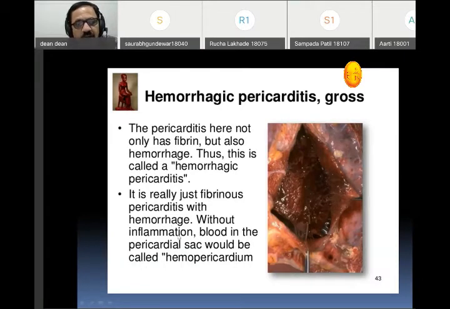Without inflammation, blood in the pericardial sac, you call it a hemopericardium. Or you can just mention that it is a hemorrhagic effusion, or it is also called hemopericardium. So you will be able to differentiate between these two. One is hemorrhagic pericarditis. Here you will see the inflammation is there, along with that there is blood. Here you will see only blood in the pericardial sac. So this is the difference between a hemorrhagic pericarditis and hemopericardium.